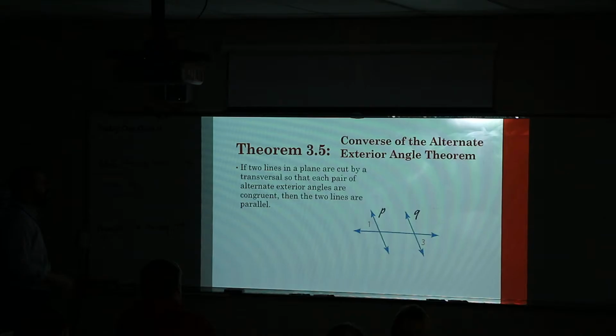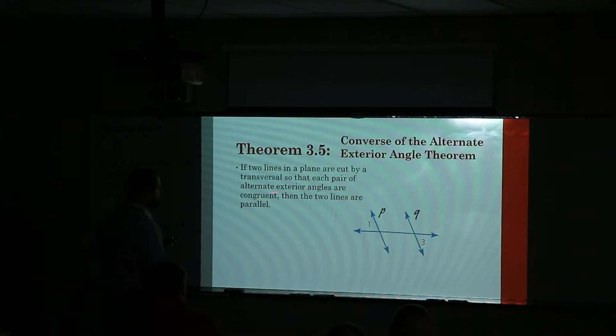All right, this is one of the new ones we talked about on Thursday. It was Theorem 3-5, the converse of the alternate exterior angles theorem. The alternate exterior theorem is theorem 3-3 out of your textbook. It was a couple sections ago, in section 3-2. Today, this one is the converse of it, so we flip the words around. If the alternate exterior angles are equal, then the lines are parallel.